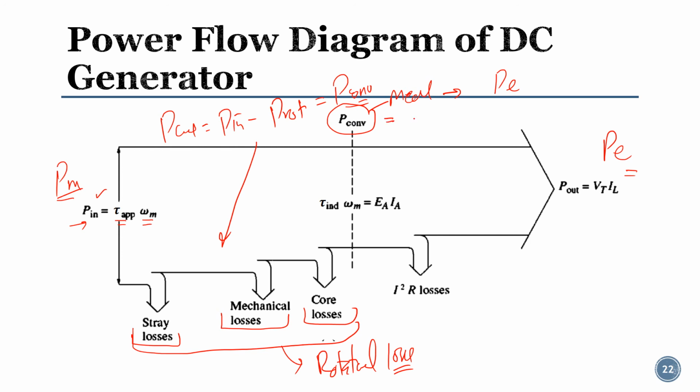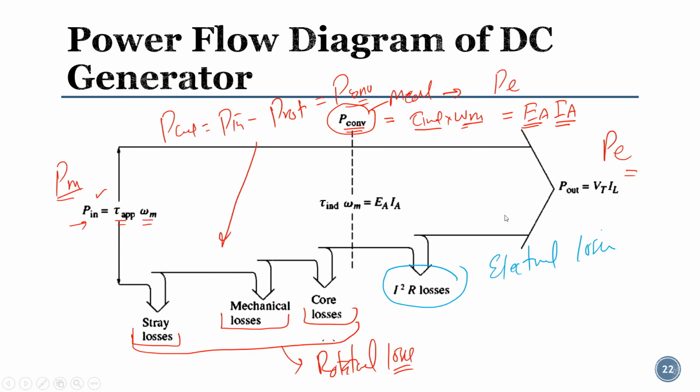The power converted is equal to the induced torque multiplied by the angular velocity, or the internally generated voltage multiplied by the armature current. So this is the converted power. Then, before this converted mechanical power is transferred to electrical power, we will have the electrical losses, which are in the form of I squared R losses.